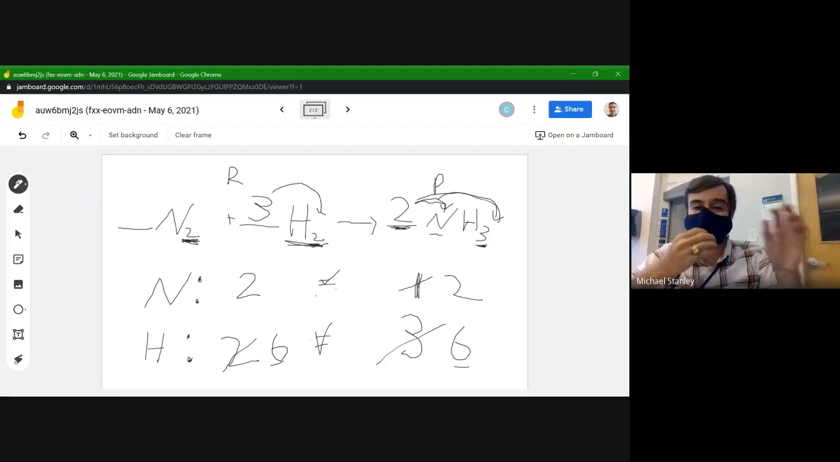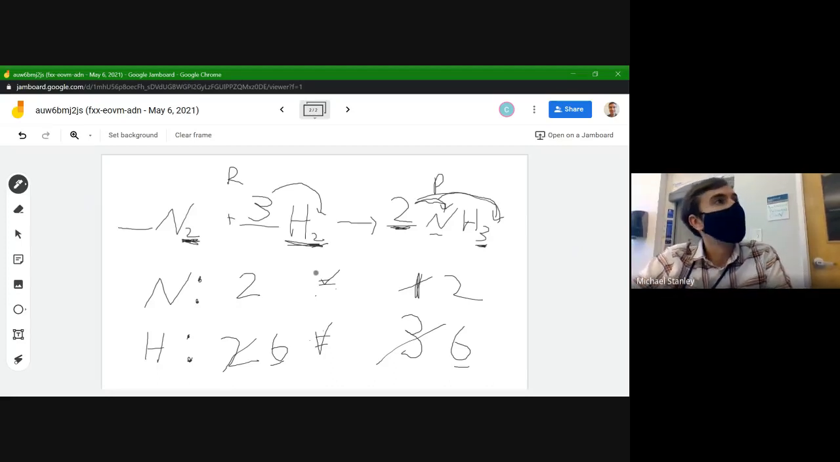There's 2 nitrogens on the reactant side and 2 on the product side. There's 6 hydrogens on the reactant side and 6 hydrogens on the product side. Nitrogens are balanced, hydrogens are balanced. We have a fully balanced chemical equation. N2 plus 3H2 produces 2NH3.